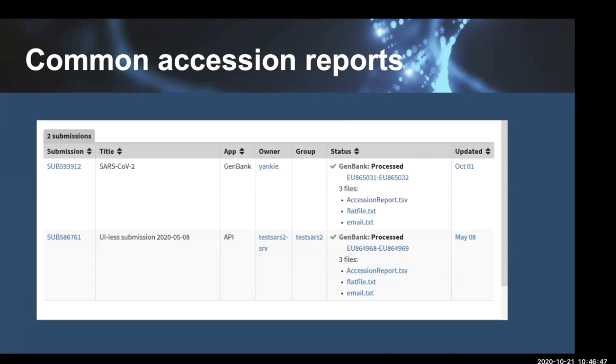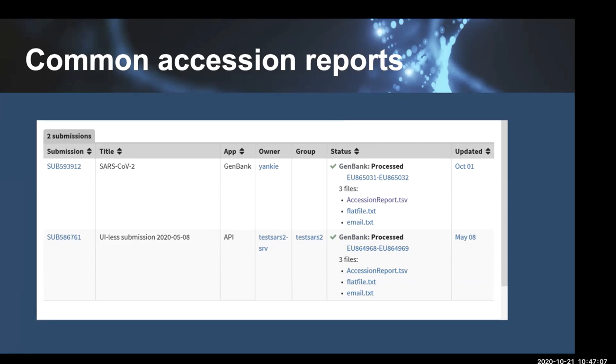So what I have here is two successful submissions. This was in our test system, so all of these are made up. The first one is using the web-based pathway, and the second one is using the programmatic interface. You'll notice that the output is basically the same. You get the accession numbers.